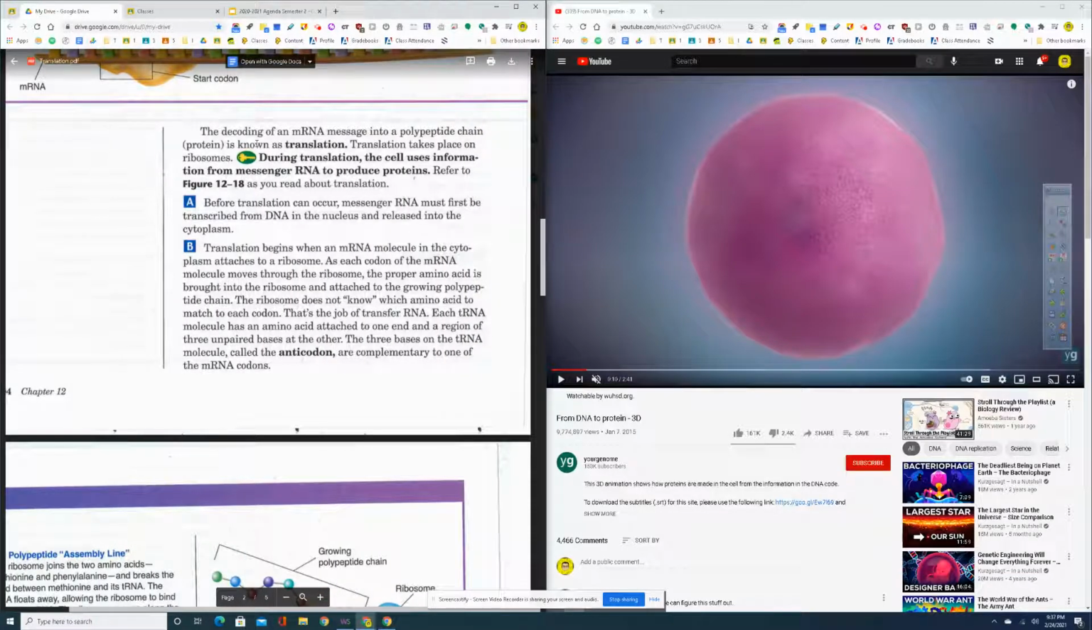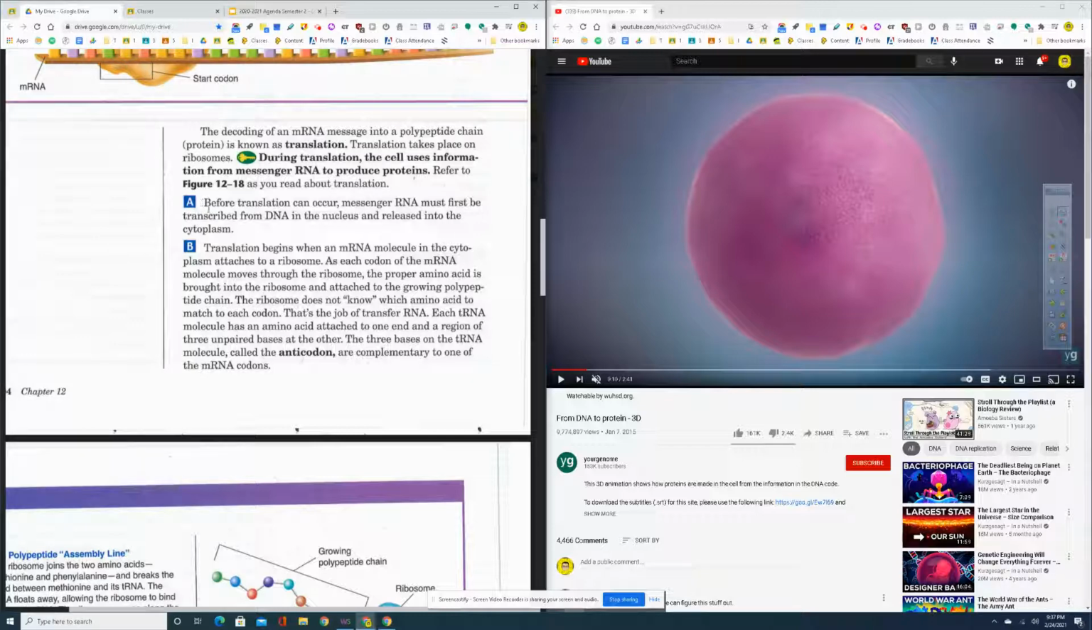The decoding of an mRNA message into a polypeptide chain or protein is known as translation. Translation takes place on the ribosome. During translation, the cell uses information from messenger RNA to produce proteins. Refer to figure 12-18 as you read about translation.